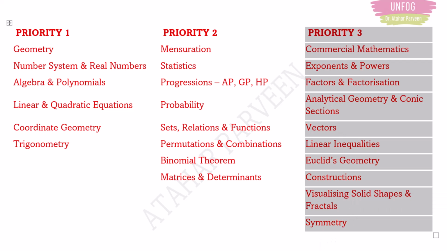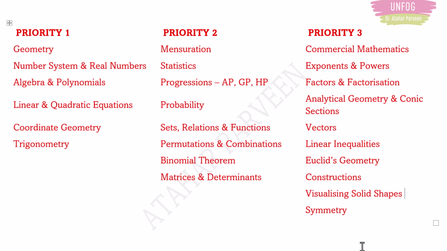In fact, these are also easy chapters, like symmetry, exponents and powers, Euclid's geometry, constructions, visualizing solid shapes and all that. They are easy only, right? Some are tough chapters like vectors, linear inequalities. Then commercial mathematics, little lengthy it is. Conic sections is also tough. So you can just have a glance.